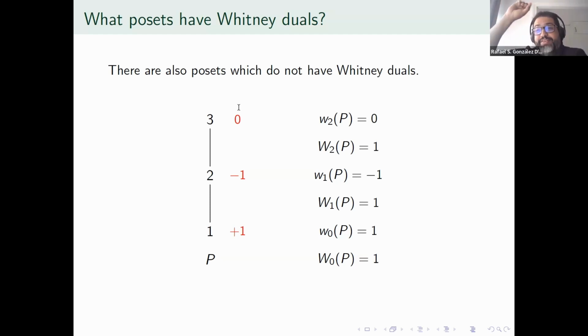And then if this chain had a Whitney dual, it would have no elements at level 2, but with a Möbius value of 1. So zeros are clearly problematic for this theory. They're not completely problematic, but for what we do, zeros are very problematic. There are other posets less trivial than this that also don't have a Whitney dual. So basically, it's not a trivial property. Not every graded poset with a bottom that you can construct is going to have a Whitney dual.